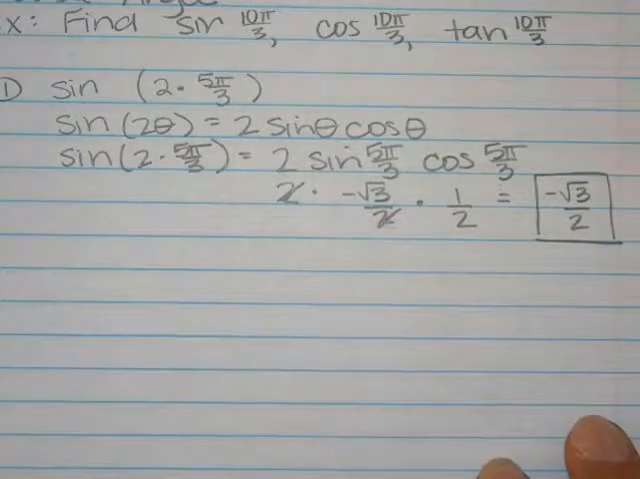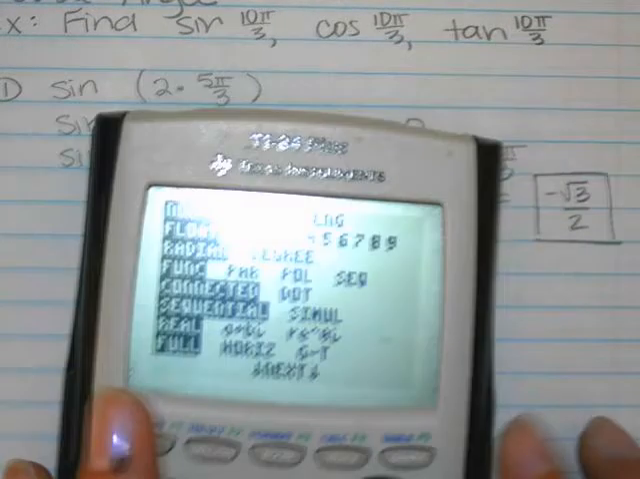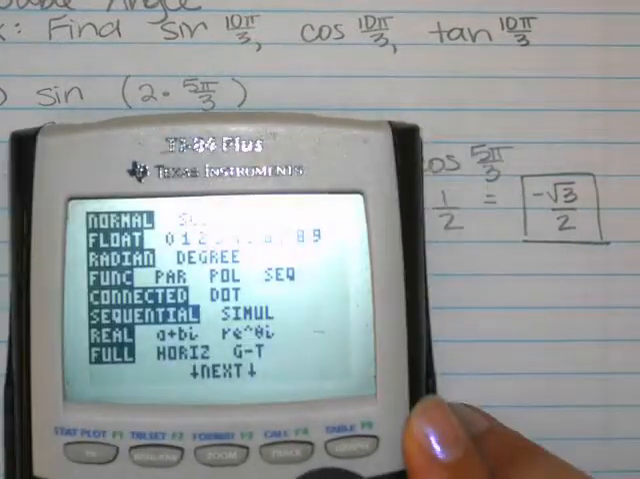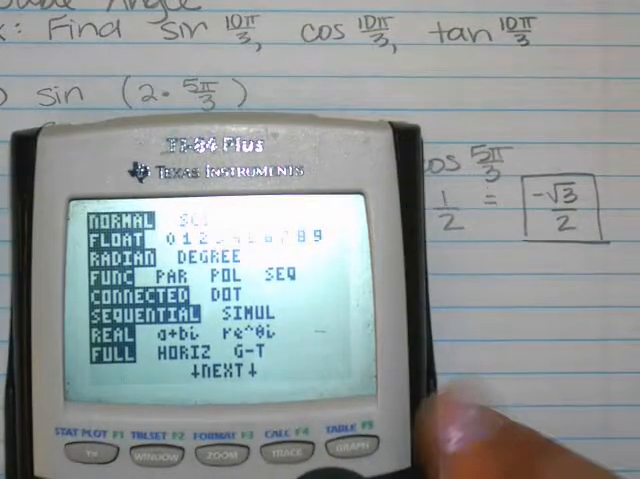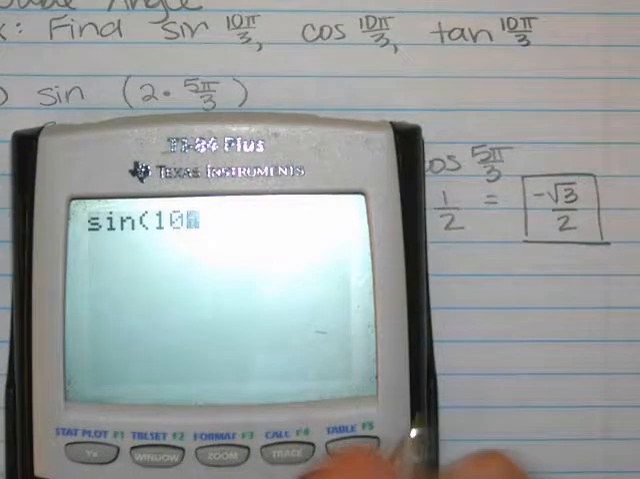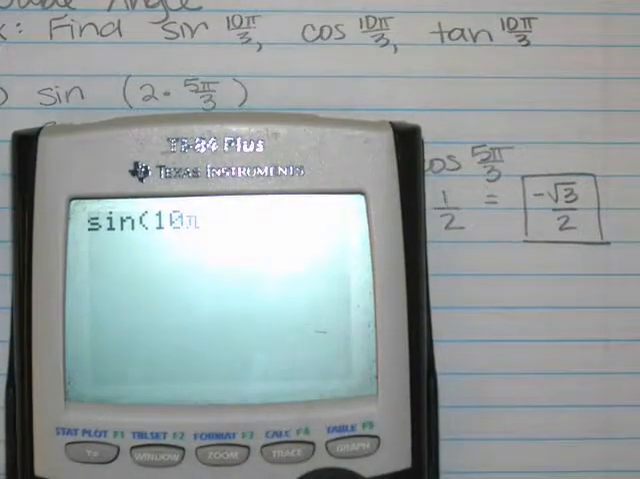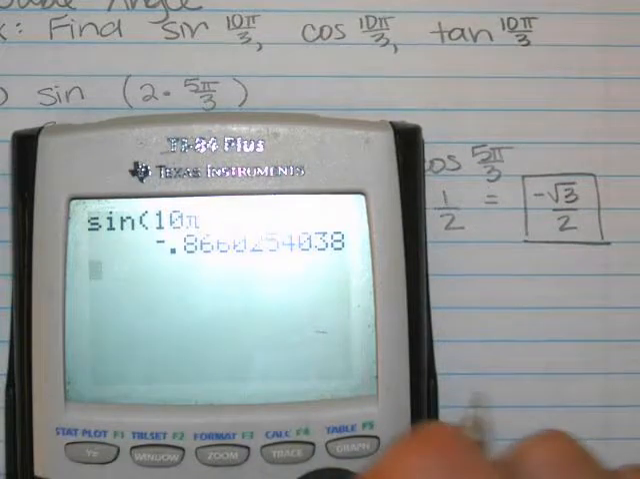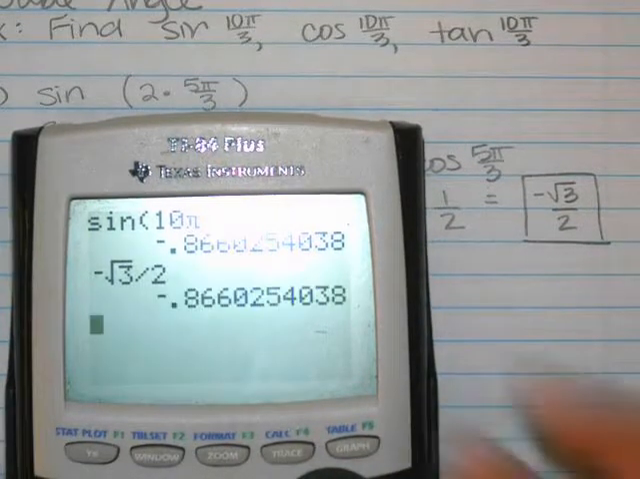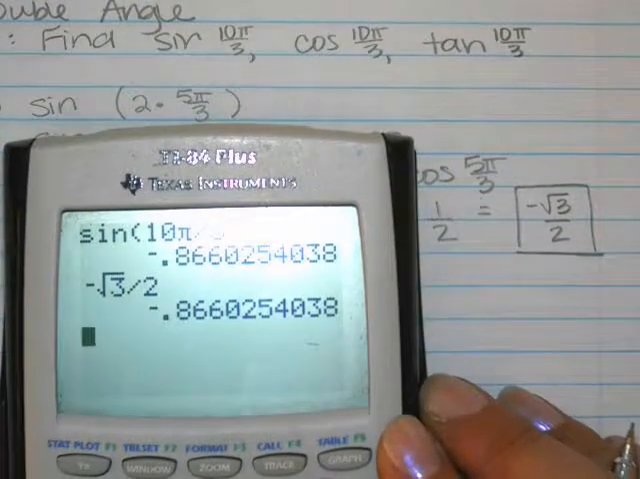So if we want to check our answers, we're using the sine button in this problem. That means that to check our answers, we have to be in radian mode, because our problem is in radians. I'm going to type in sine of 10 pi divided by 3. And then I get negative square root of 3 divided by 2, which is what we got for our answer. And if you check those decimals, they match, which is how we know we got it right.